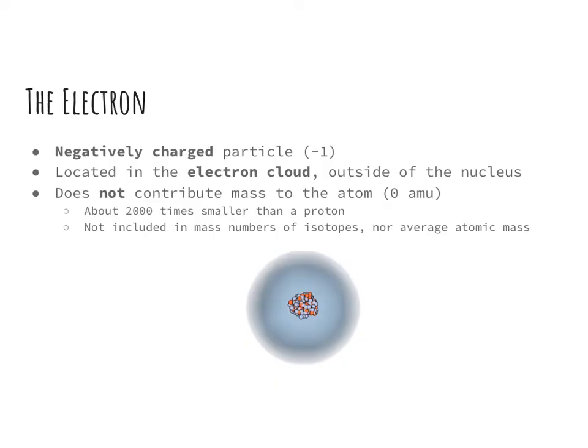The electrons reside outside of the nucleus in what we call the electron cloud, something that we're going to be exploring a little bit later in depth in some future units. And then electrons do not contribute mass to the atom. While protons and neutrons contribute about 1 atomic mass unit each, electrons are so small relative to those other subatomic particles that they don't really contribute anything to the mass of the atom. It's about 2,000 times smaller than a proton, and that's why we just don't include it in any mass numbers of isotopes, nor the average atomic mass of an element.